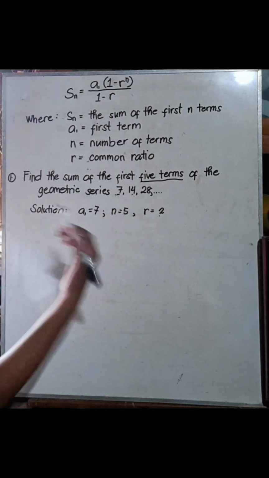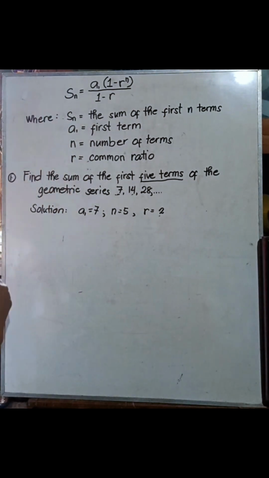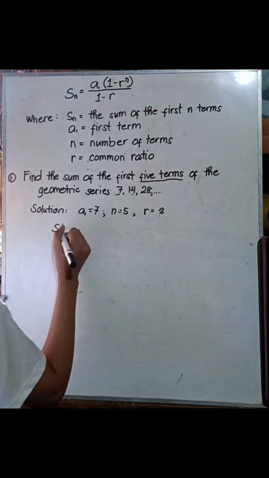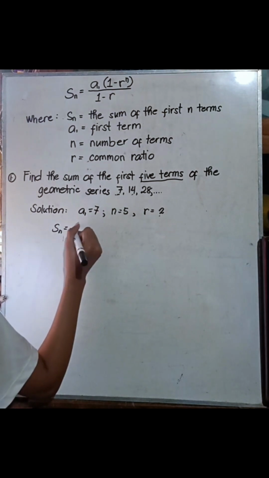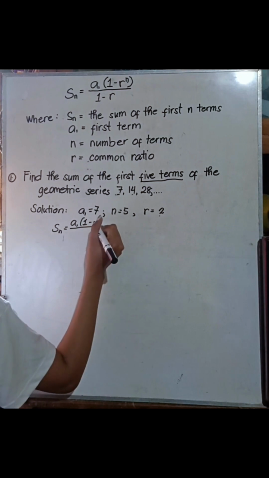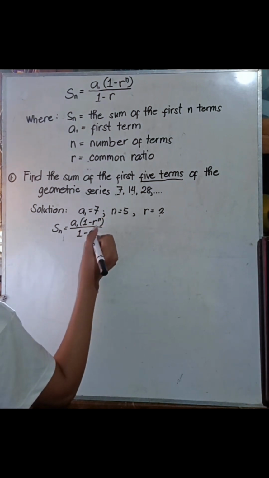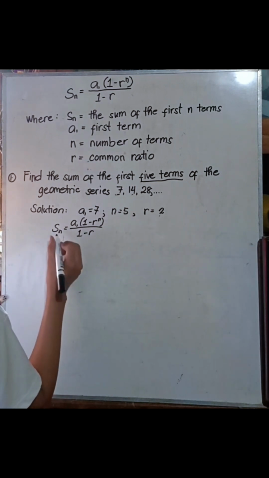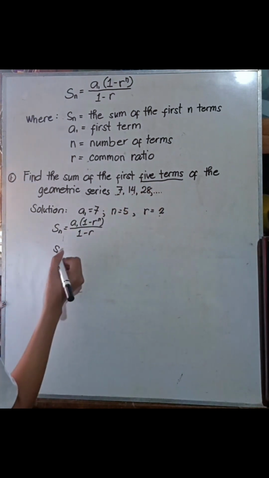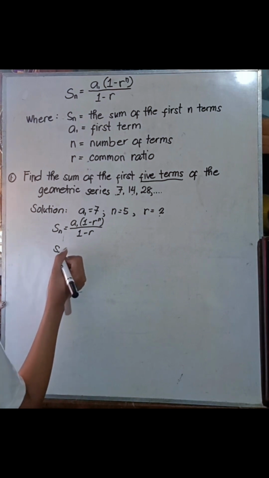Now, let's substitute this given in our formula. So, we have S sub n is equals to A sub 1 times 1 minus R exponent of n over 1 minus R. So, substitute na natin. So, ang ipangita na to is first 5 terms. So, ang n natin will be 5. So, S sub 5 na siya.